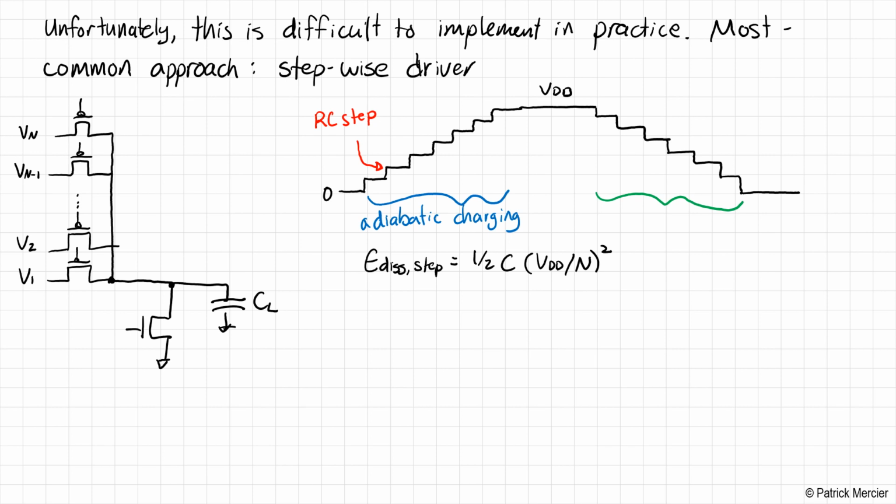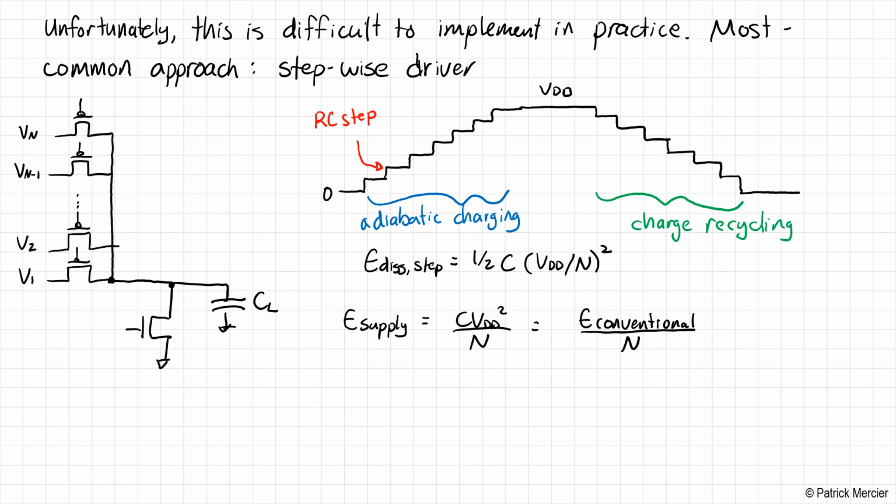And what this does is a process called charge recycling. What we mean here is rather than take all of the energy stored on CL, it's CV squared, and just dump it to ground, why don't we take that energy and dump it to the supply voltage that's a little bit lower than the current voltage on that capacitor. So we recycle the charge that's been stored on the capacitor to push it back to one of those N-1 supplies. In this way, we further save additional energy. So the total energy taken from the supply, if we do adiabatic charging and charge recycling, is equal to C VDD squared over N. Or in other words, it's the conventional amount of energy divided by N. So if you have a bunch of steps, you're going to save a bunch of energy.